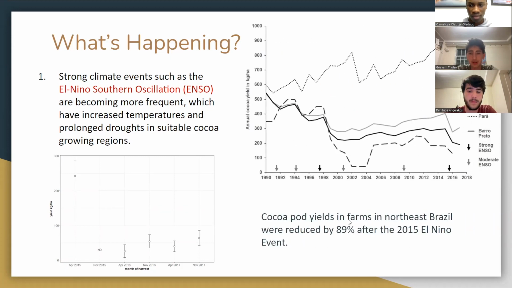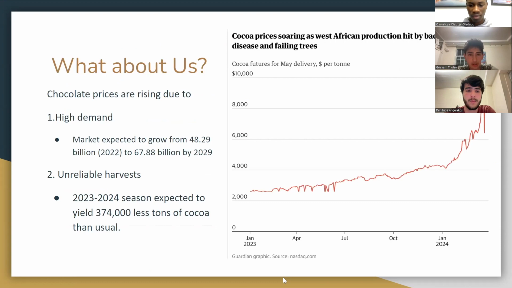Next. Okay, here you can also see yield drops coinciding with El Nino events. Take a look at the 1998 strong event. You can see this huge drop in different regions, the Para region and the Bahia region in Brazil. Also this 2015 event caused a 15% mortality in trees, all trees surveyed. So it's a huge factor caused by climate change.